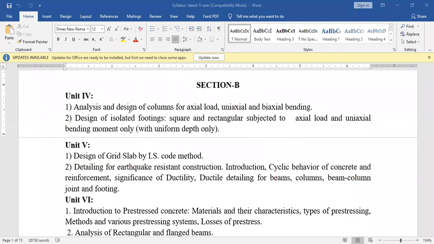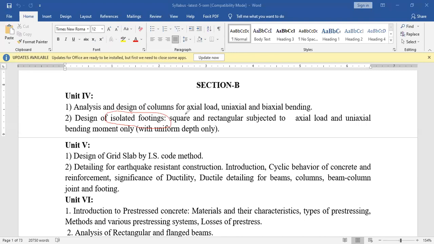Then the next part is the isolated footing. As you know that the footings also have different types. You have isolated, you have combined, you have raft, you have mat, or even if you have the pile foundation, or basically you can say the shallow or deep foundation. And out of that, you are going to consider only the isolated one.